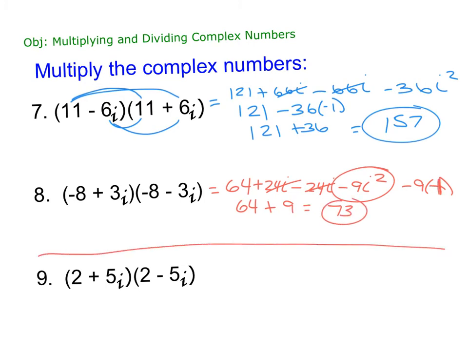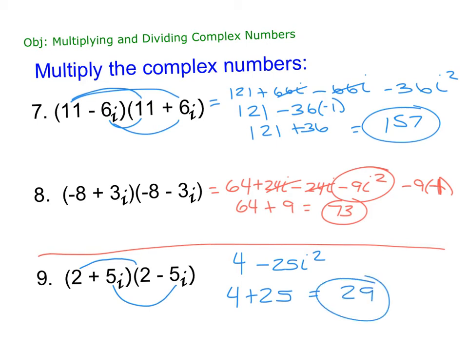So a lot of times with these, if you recognize it, you can just skip steps. I don't even do the middle 2. 2 times 2 is 4. 5 times 5 is negative 25i squared. That becomes 4 plus 25. So I get 29. That's it.